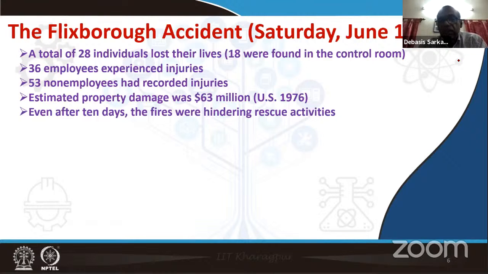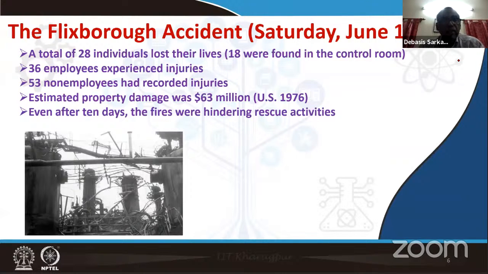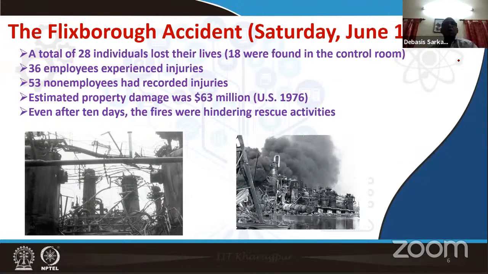Out of 28 fatalities, 18 were found in the control room. 36 employees experienced injuries. 53 non-employees had recorded injuries. The estimated property damage was of the order of 63 million US dollars, estimated in 1976. There was so much fire that even after 10 days, the fires were hindering rescue activities. So here are some disturbing photographs of the after effects of the fires and explosion at Flixborough.